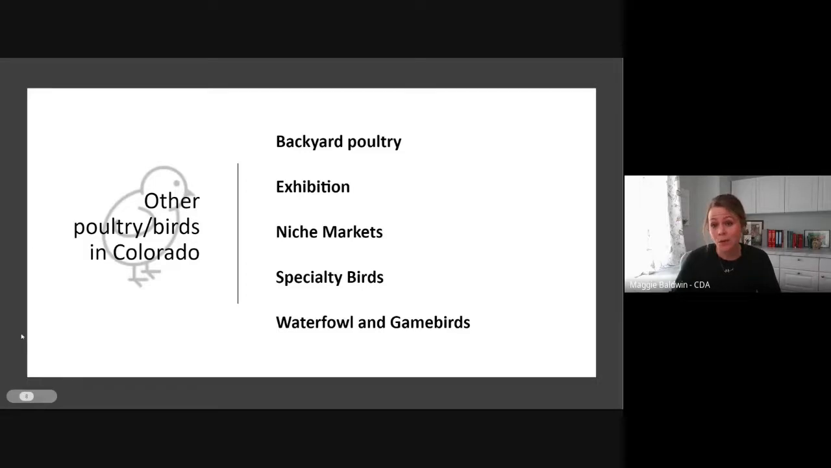We do have some other poultry and bird industries in Colorado, some other sectors, and of course, a pretty large number of backyard poultry, exhibition poultry and birds, some niche markets and specialty birds across the state, and waterfowl and game birds, and that includes preserves and hunting and all kinds of different sectors. So we have a commercial industry, but we have a lot of other poultry in the state as well. And so one thing that we are going to work on, this is our commercial producer webinar. We're going to be hosting one in early April that we'll start advertising soon. That'll be really for all of the other sectors and what they need to understand about highly pathogenic avian influenza and biosecurity and where we stand with the outbreak currently.